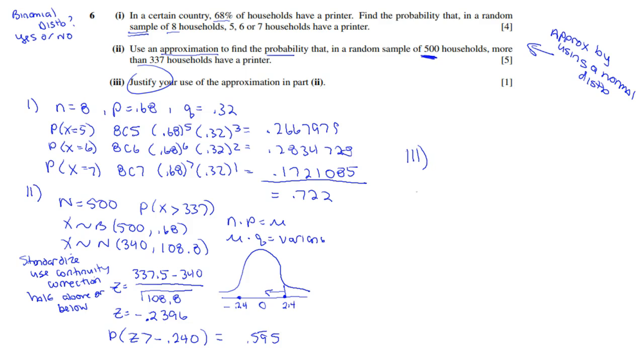And then the last thing is justify it. Well, keep in mind, I only can use this approximation if n times p is greater than 5 and n times q is greater than 5. In this case, it is 500 times 0.68 is greater than 5, and 500 times 0.332 is also greater than 5. So that's all you really got to say. That's all they're looking for.